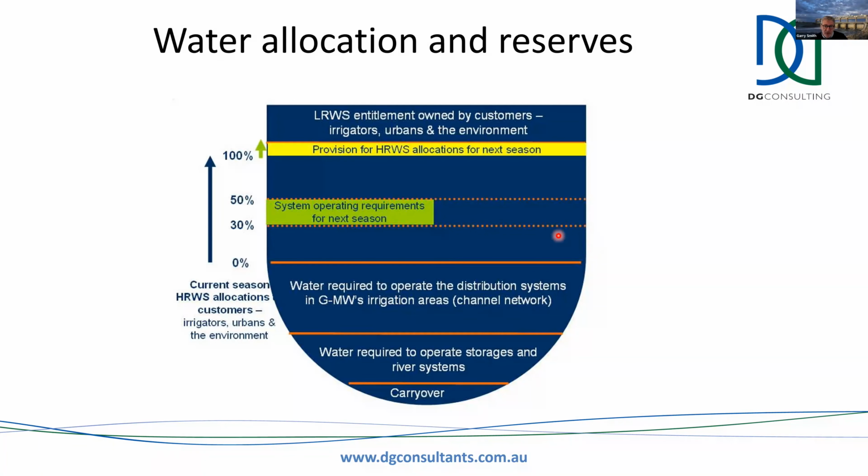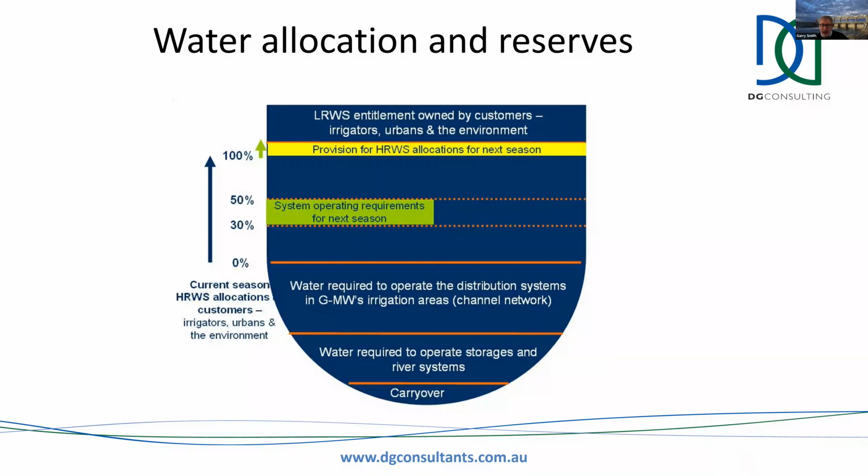But in that 30 to 50% allocation gap, half of the water is going to new allocations and half to system operating requirements for the next season. Then we get to 100% of high reliability in this year. And there's a little bit of a gap while further inflows are reserved for high reliability water allocations for next season and operating and cover those key operating water. And then we move into low reliability water shares in the current year.